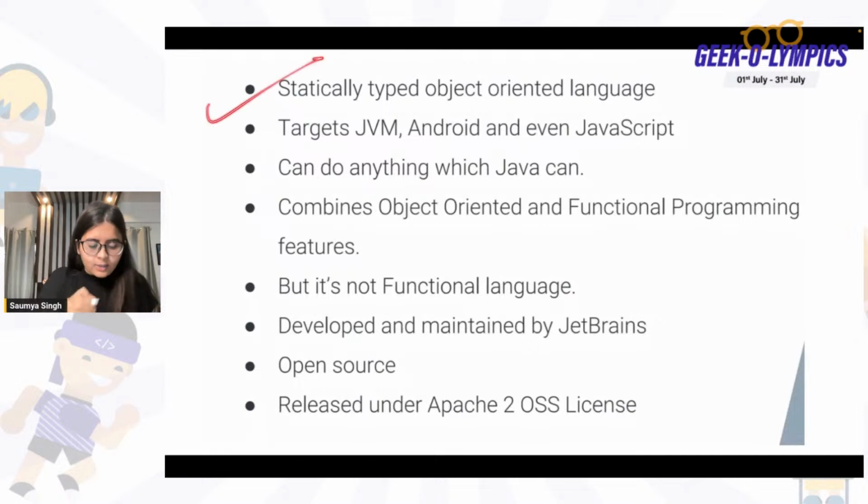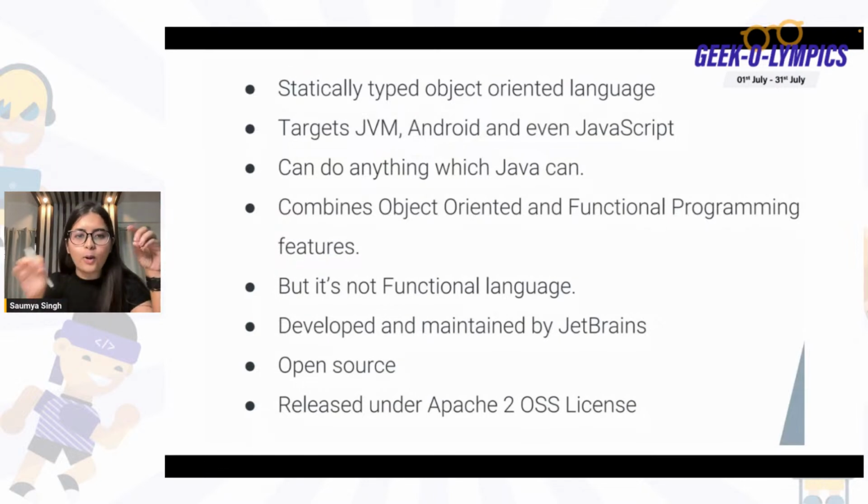Perfect. So Kotlin is a statically typed object oriented language. It targets the JVM, Android, and even JavaScript as well. Today we will heavily focus on the Android aspect of it because Kotlin's use case or application is heavily in the Android domain, and there are plenty of reasons why Android people use Kotlin so much.